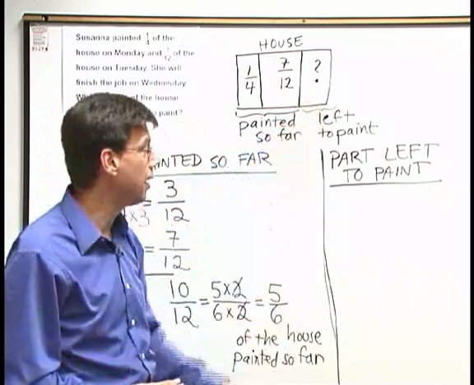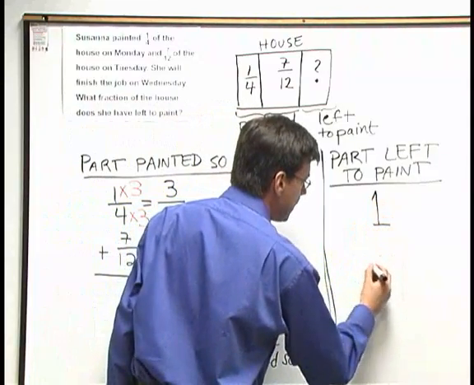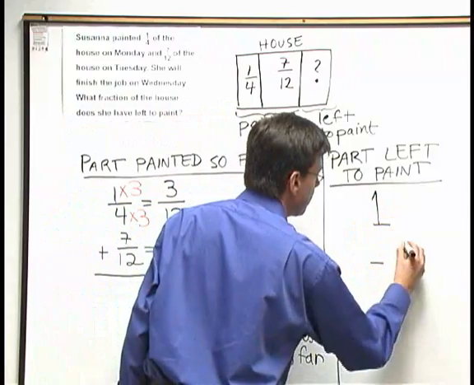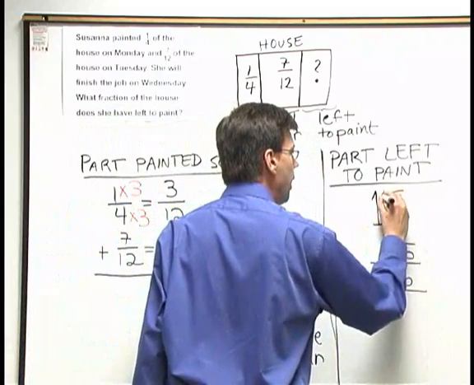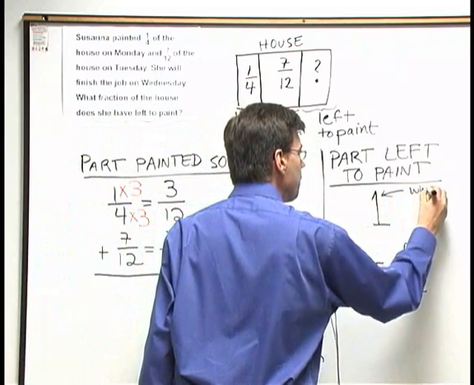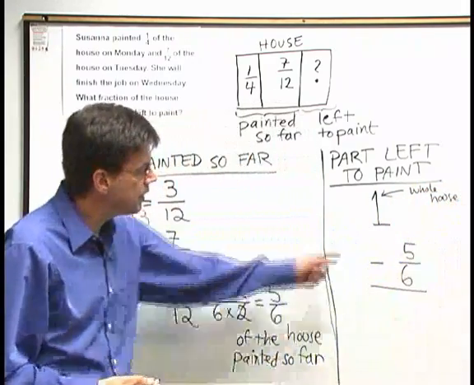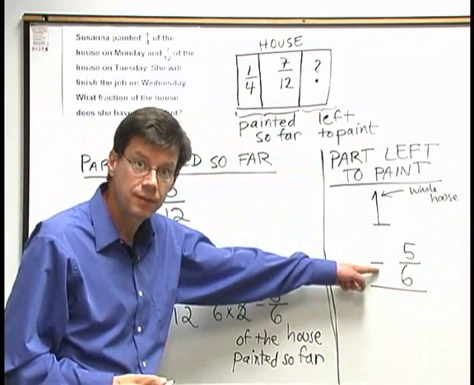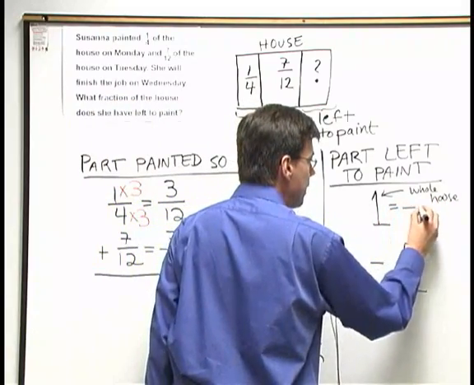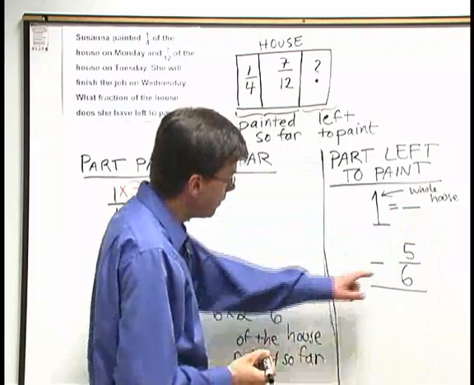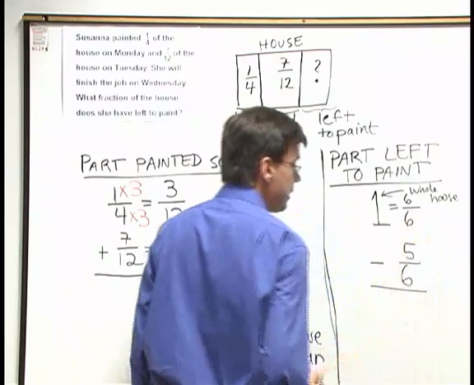We can also compute our answer here by taking 1 minus 5/6. The 1 stands for 1 whole house. And yet, in order to take 1 minus 5/6, we want to think of that 1 as a fraction. We can think of it as any number over itself. Since we're using denominator 6 here, let's write that 1 whole as 6/6.